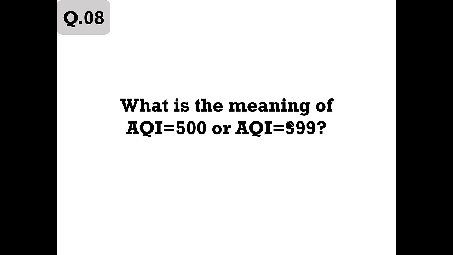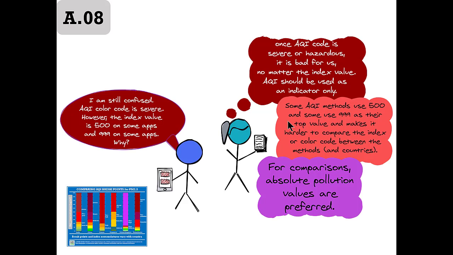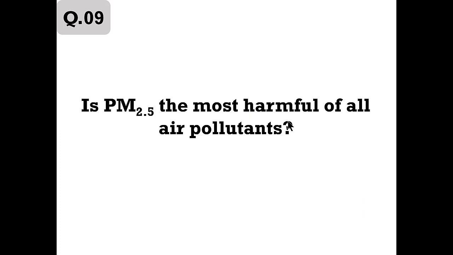What's the meaning of AQI 500 and AQI 999? Again, this is a very artificial cap that was introduced in air quality index. Some countries use 500 as their cap, and some countries use 999 as their cap. But the important thing is, once you get into the dark brown or dark maroon or purple zones of any of the air quality indexes, the pollution is bad. It doesn't mean that only when it reaches 500 it's bad, but anytime you are in that last category, it's an emergency.